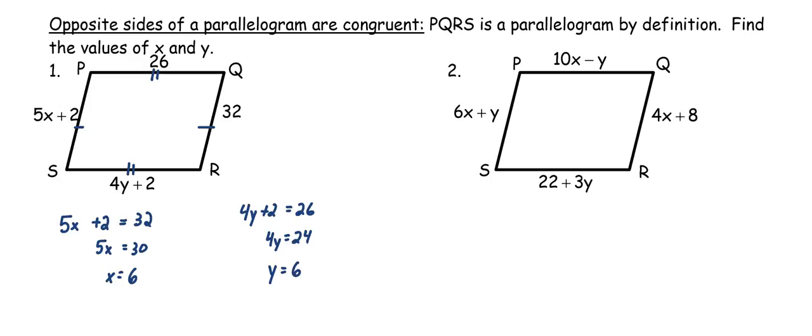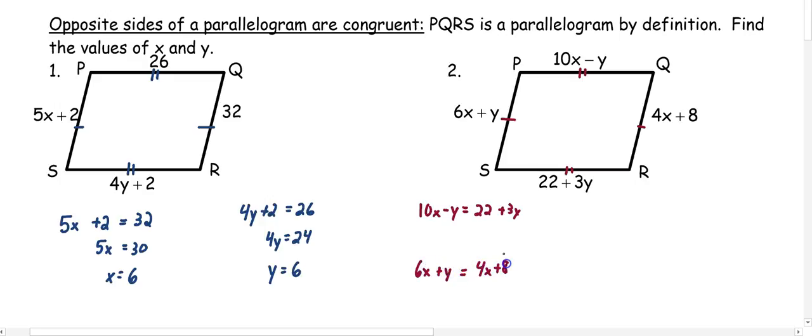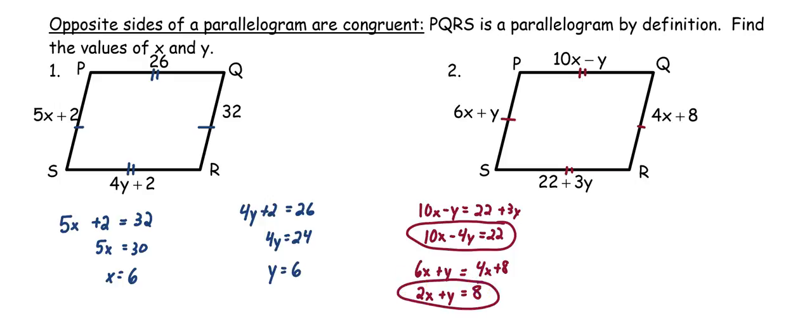Number 2, remember that our opposite sides are also congruent again. So I have 10x minus y equals 22 plus 3y. And I have 6x plus y equals 4x plus 8. In the first equation, I'm going to subtract 3y from both sides, and I get 10x minus 4y equals 22. And in the second equation, I'm going to subtract 4x from both sides, so I get 2x plus y equals 8. So now that I have my two equations, I can use a system to solve.